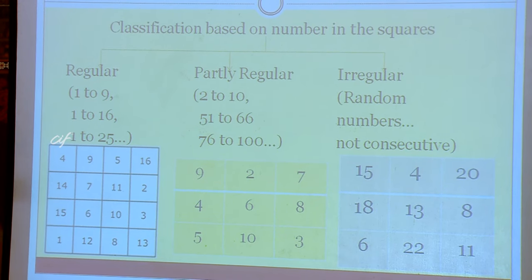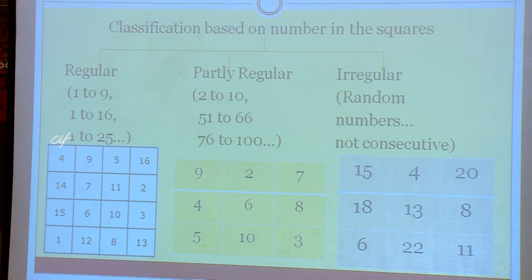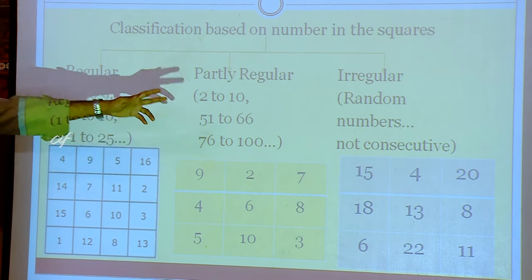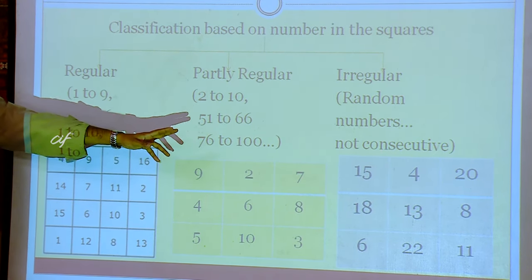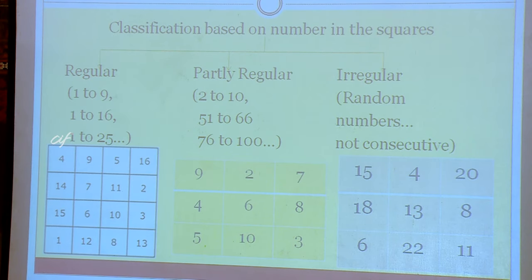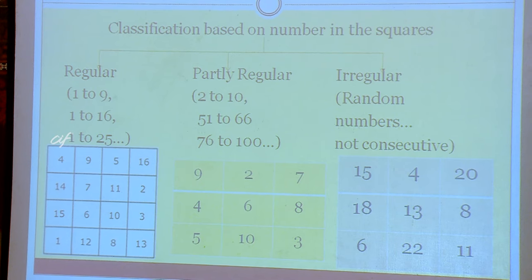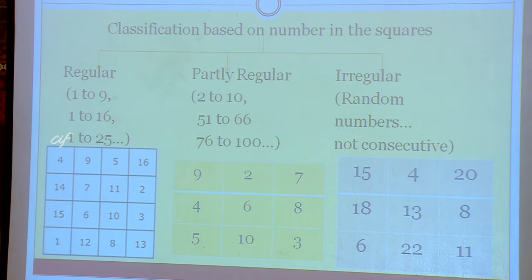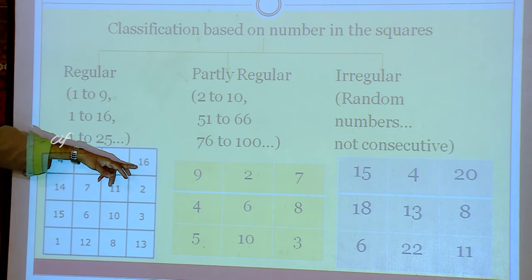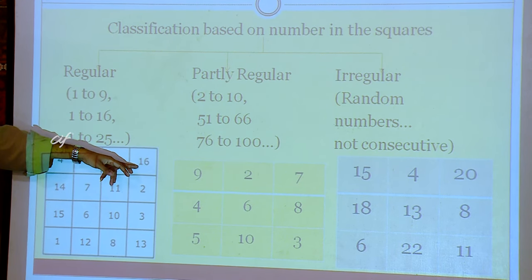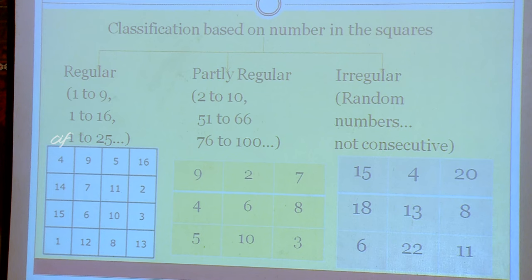And irregular magic squares means it will be random numbers. So here we can see 4, 6, 8, 5 is missing, 7 is missing, in the last one. Those kinds of magic squares we can call irregular magic squares. Regular magic squares start from 1 and go up to a particular number. So if it is a 4x4, the last number would be 16, and so on.